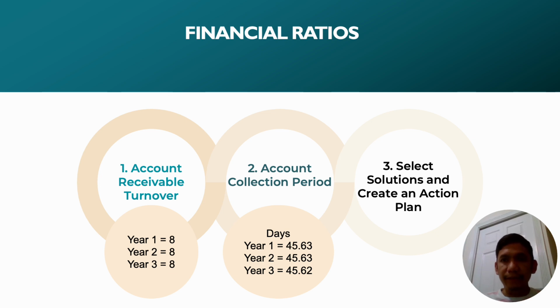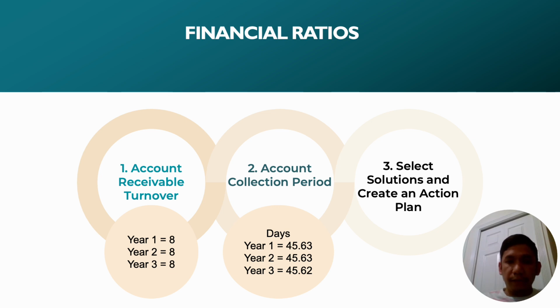Hi everyone, I'm going to take the financial ratios. On the account receivable turnover, we assume that the account receivable is being collected. Glenn's company converts average account receivable into cash 8 times during this period. This means that there is an efficient collection process.